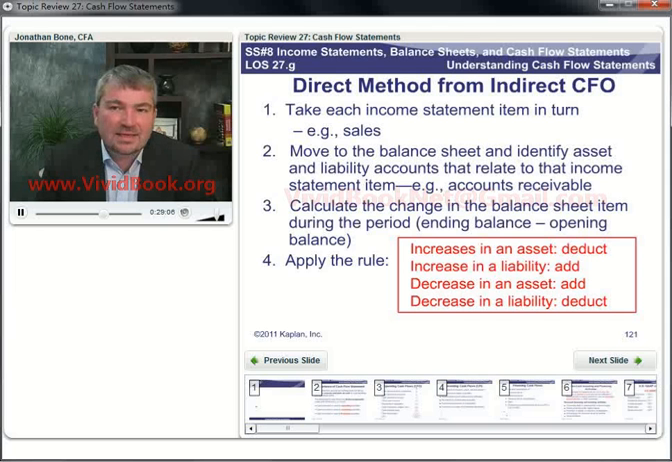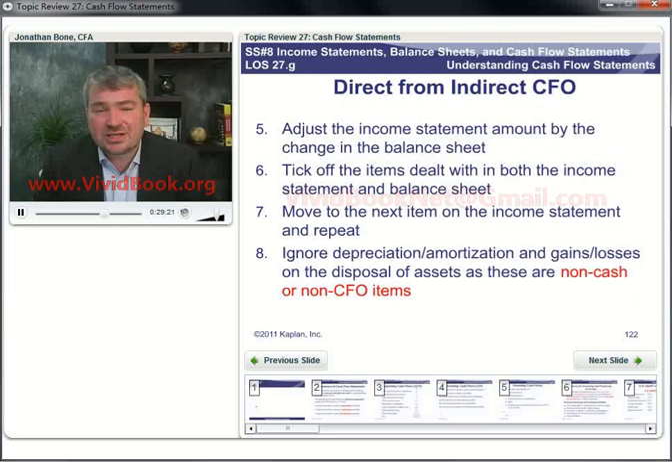An increase in an asset you deduct, an increase in a liability you add. A decrease in an asset, add. A decrease in a liability, deduct. So exactly the same rules as before. So we then take the income statement item and adjust it for the balance sheet change. We can then tick those items as dealt with in the income statement and balance sheet and move down to the next item on the income statement and keep on repeating the process.